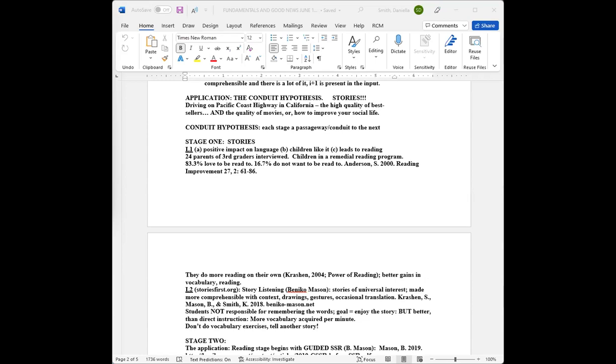The word is conduit. I call this the conduit hypothesis. The conduit is a passageway, moving from one place to another. I think language acquisition, in terms of the real world, works in terms of conduit. One stage leads to another stage, leads to another stage. That's the conduit hypothesis.